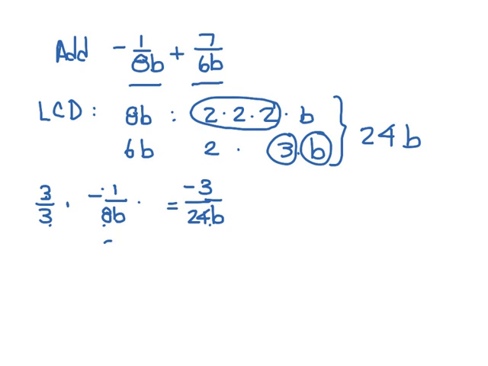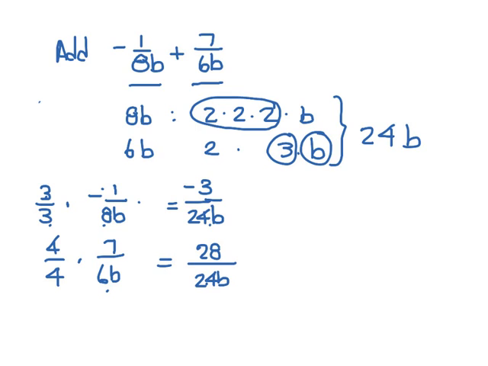Also, for 7 over 6b, we need to do the same thing. And how do we get 7 over 6b to have 24b in the denominator? Well, if we multiply 6b by 4, we'll get 24b, so that means we have to multiply the numerator by 4. So we have 28 over 24b.